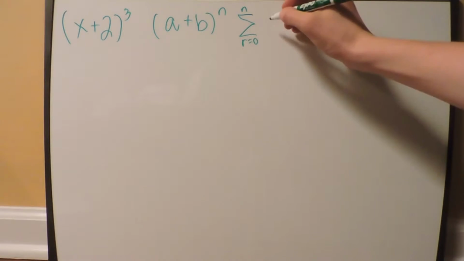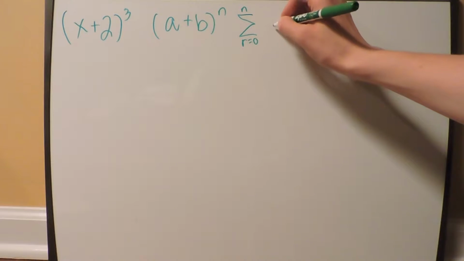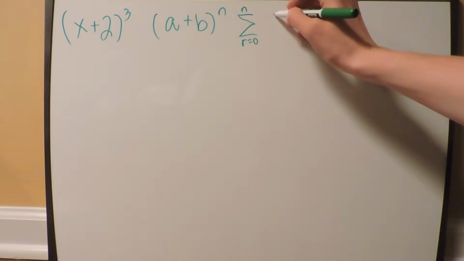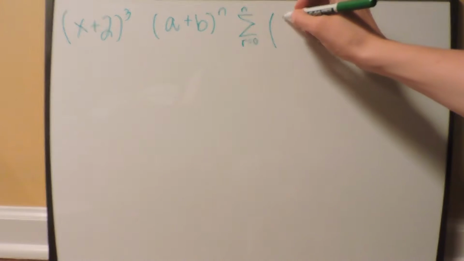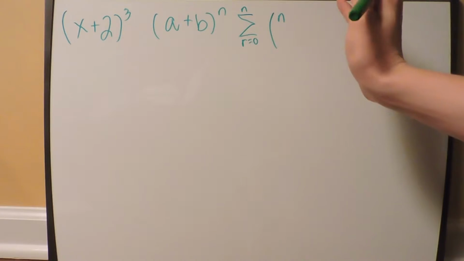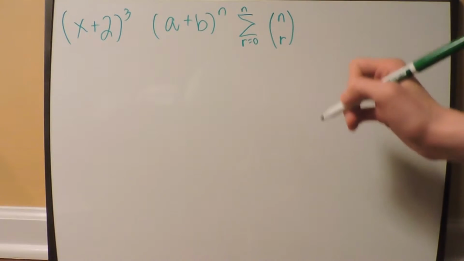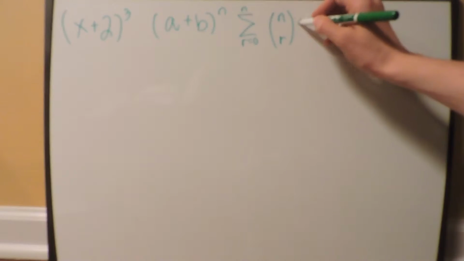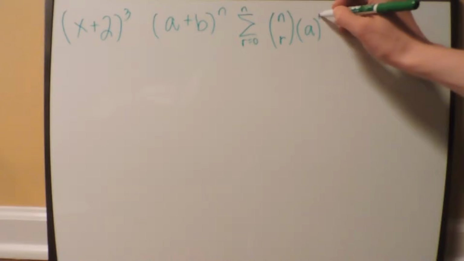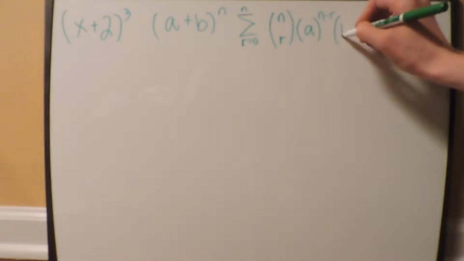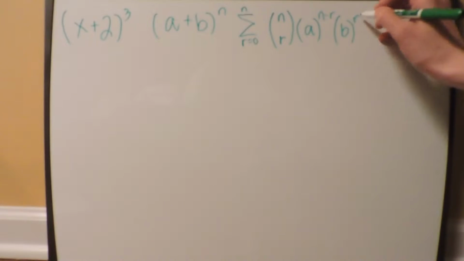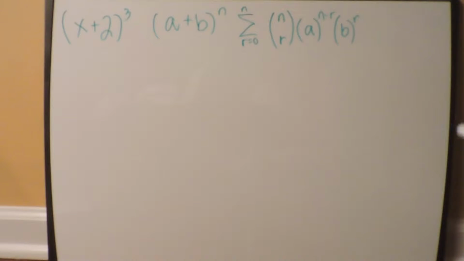Anyway, so this is supposed to indicate, in every case, the n on top and the r on the bottom, okay? And then you're going to see a to the n minus r times b to the r power. Okay, so we've got that laid out. Now let's just dive right in.